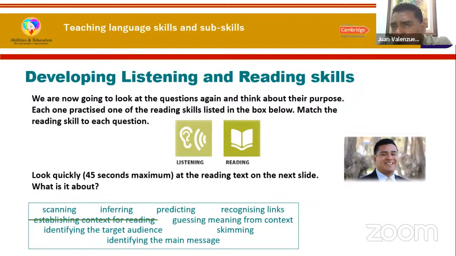Okay, second question. After you typed all you knew about the topic, I gave you 45 seconds to read quickly, and I asked you to tell me what the text was about. What was my intention here? I made you read quickly to get the general idea, to understand what the text is about. What were you doing? What was I teaching you to do or asking you to do? Scanning, inferring, predicting, recognizing links.